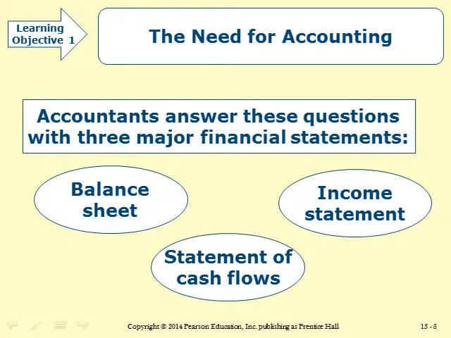And so here we talked about this idea of how accountants answer questions with these three major financial statements: income statement, statement of cash flows, and the balance sheet. And so again, what we're looking at are how the questions are answered that deal with how well did the organization perform and where does the organization stand now.